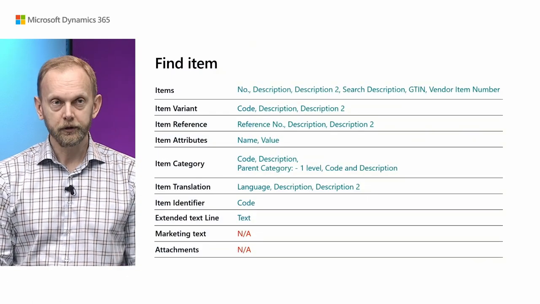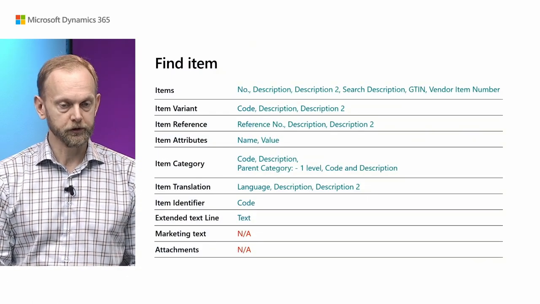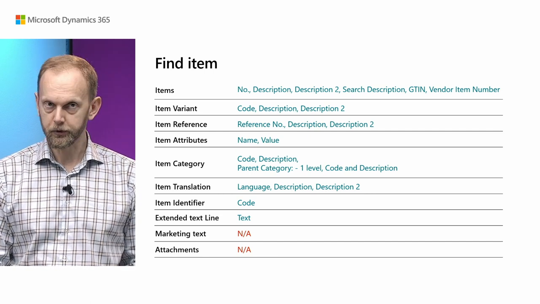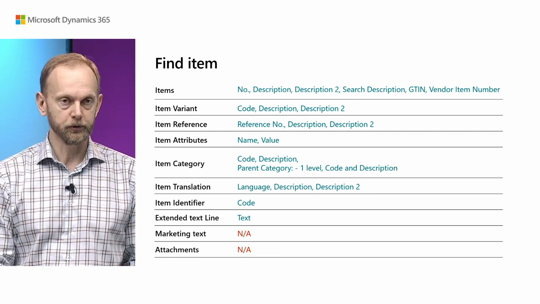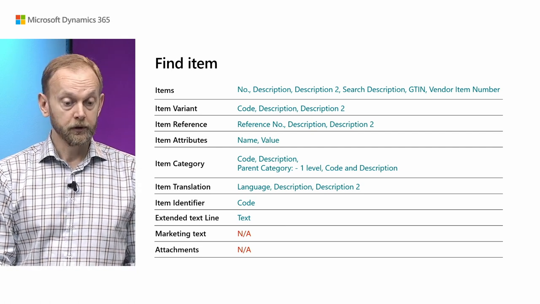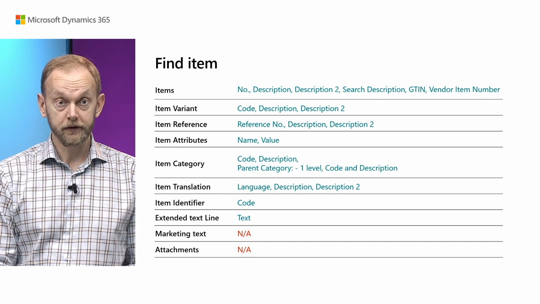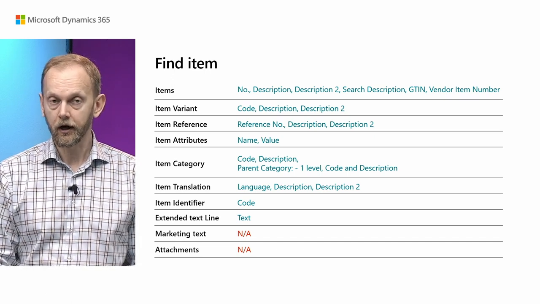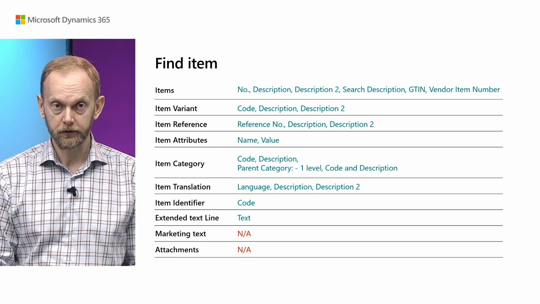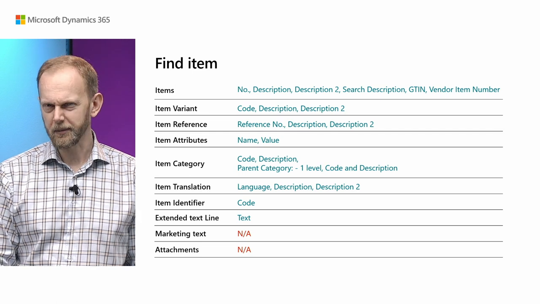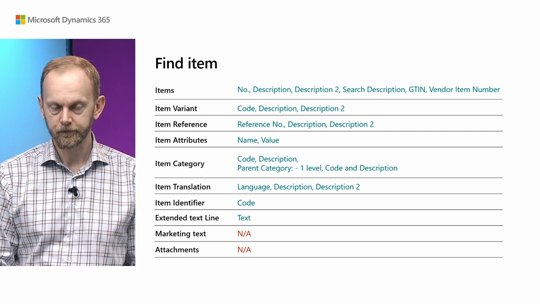First of all, when we're exploring search of the product, which fields and which tables does the system use? So we know about item, attributes, and catalog already from the demo. But also, we can see item reference, variant, translations, and extended text lines are also taken into account. What is not taken into account in this version is marketing text or any attachments.